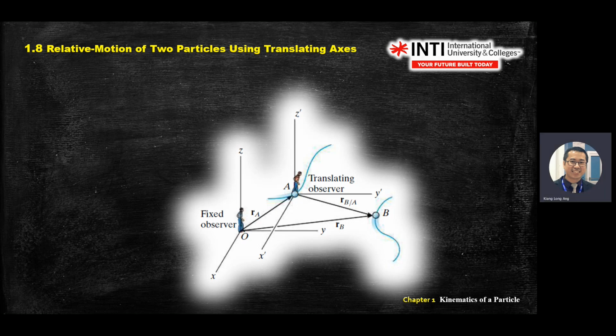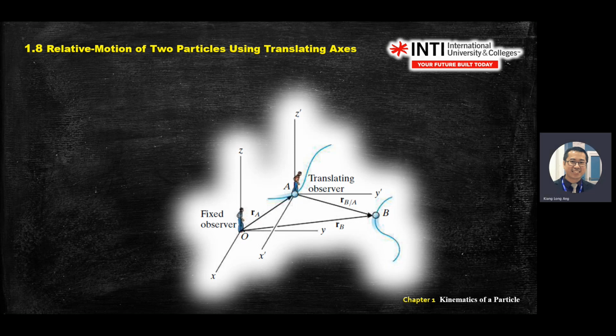So here, the position referring from your primary coordinate, this O, we label as RB. RB means the location that you measure from the fixed location. Same with RA, which refers to the fixed primary axis. And the references are A and B.